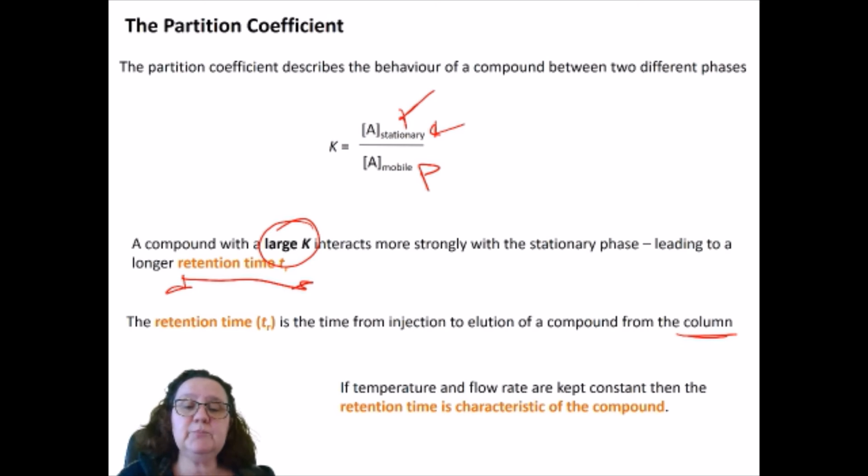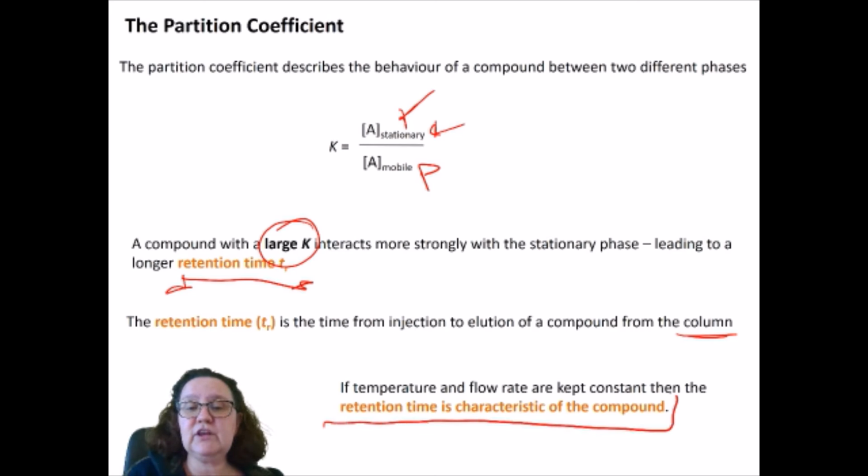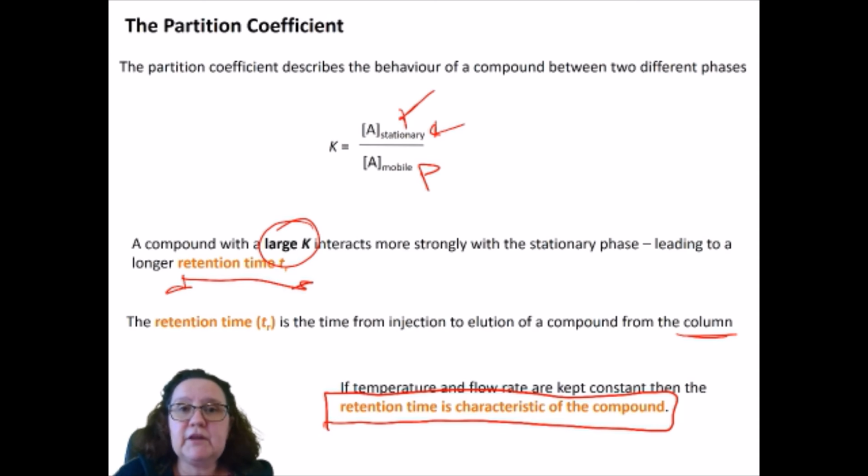If you keep all the conditions the same, the same temperature, the same flow rate for the mobile phase, the same type of mobile phase, the retention time is characteristic of the compound. A particular compound, because of its structure, will be attracted to the stationary phase in a particular way. And when a particular mobile phase is applied, it will interact with the stationary and the mobile phase in a particular way.